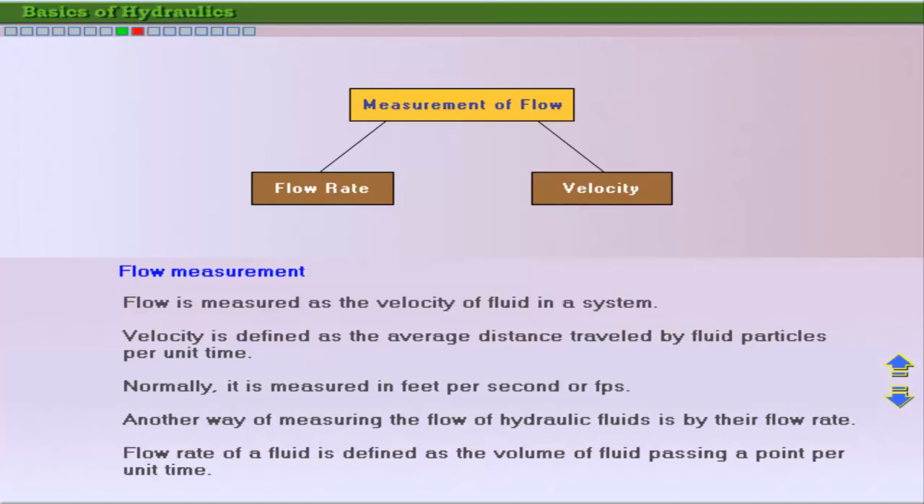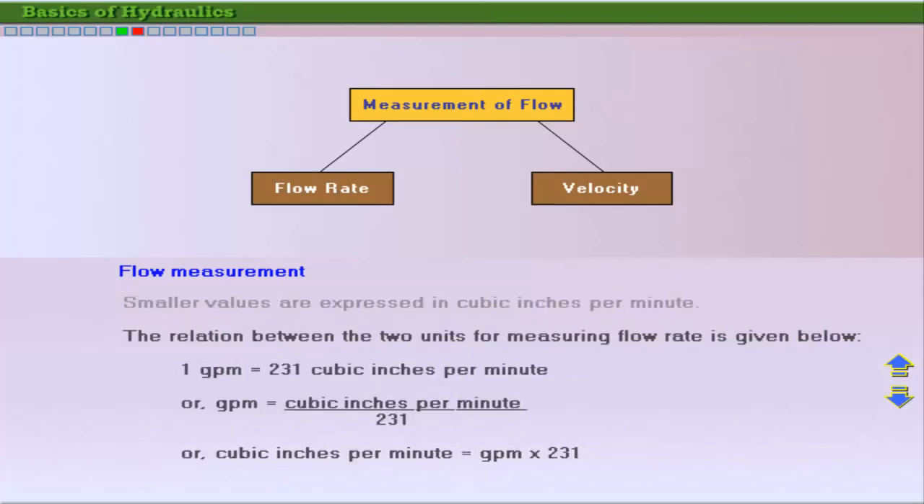The flow of hydraulic fluids can also be measured by their flow rate. Flow rate is defined as the volume of fluid passing a point per unit time. Large flow rates are measured in gallons per minute, or GPM, while smaller values are expressed in cubic inches per minute. These rates are used to calculate actuator speeds. The two units of flow rate measurement can be easily converted to each other.